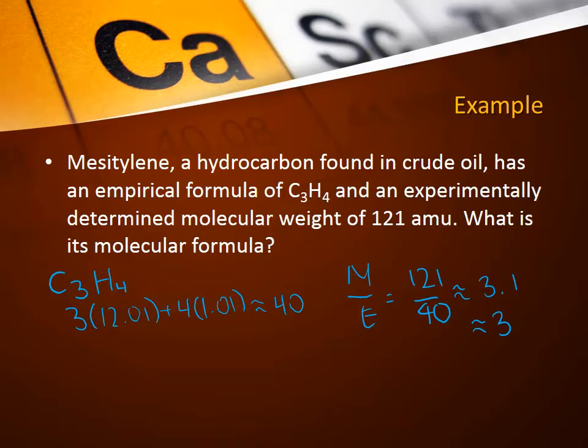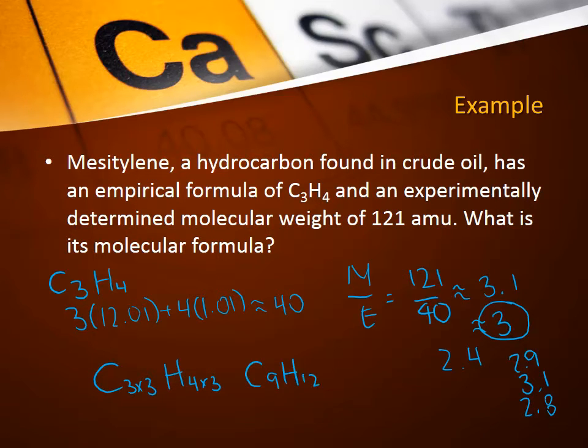By the way, this should always come down to some whole number. So if it came down to like 2.4, we have an issue. That means that you likely determined your empirical formula incorrectly. A 2.9, sure, we can round that to a 3. 3.1, sure. You probably could even argue for a 2.8 or a 3.2, but besides that, gotta recheck your work. Anyways, since our whole number is a 3, that means our final molecular formula will be C of 3 times 3 and H of 4 times 3, which is C9H12.